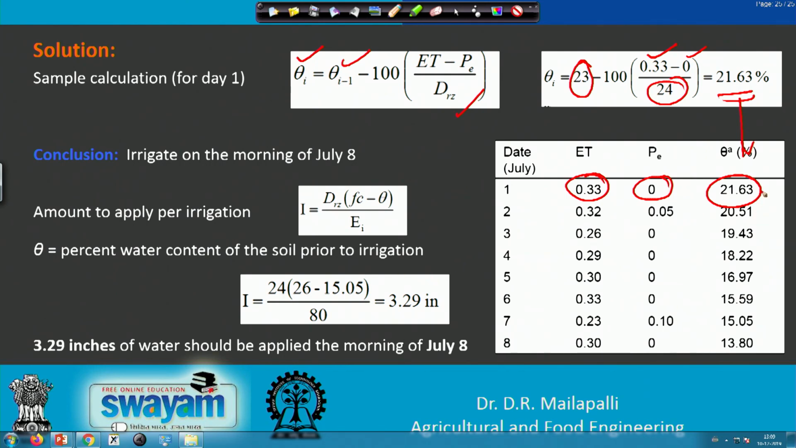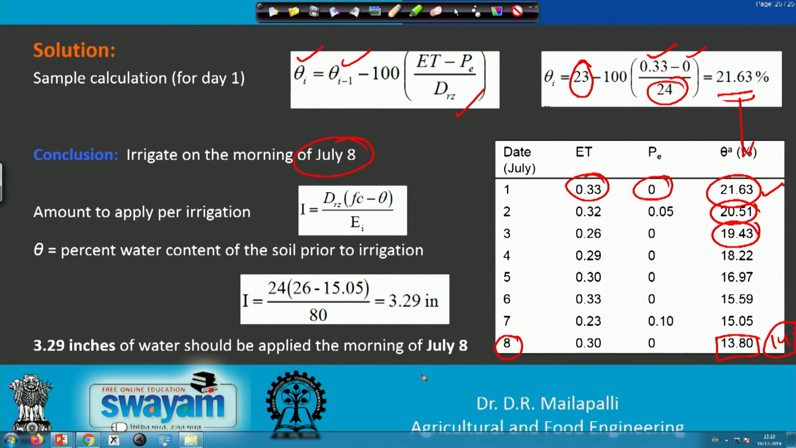Similarly, use this for the second day. At the end of the second day you get 20.51, at the end of the third day 19.43, and it goes on like that. We are targeting 14% moisture content. Here, 13.8% moisture content is reached by July 8th, so July 8th is the date of irrigation.